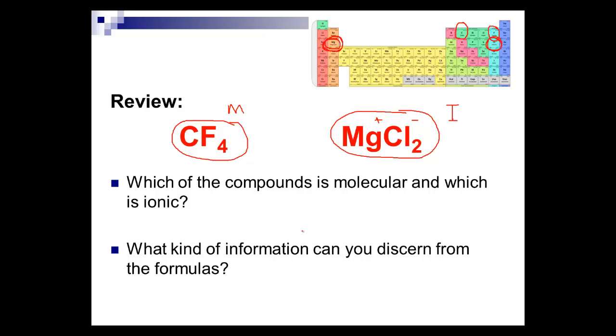What kind of information could you discern from the formulas? Well, what does CF4 mean? It means there's one carbon atom and there are 4 fluorine atoms. So if you were asked the question, how many atoms are in CF4, you'd say that there are 5. For MgCl2, there's 1 magnesium ion and there are 2 chloride ions. So there are 3 grand total here.